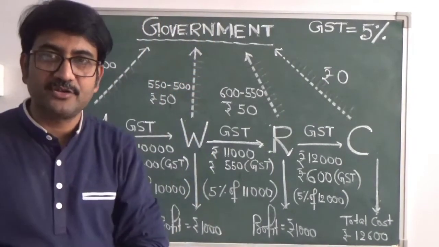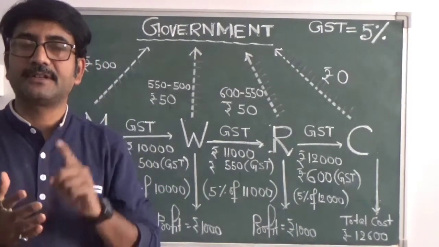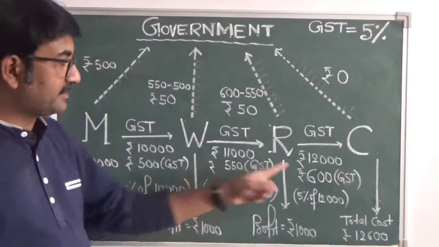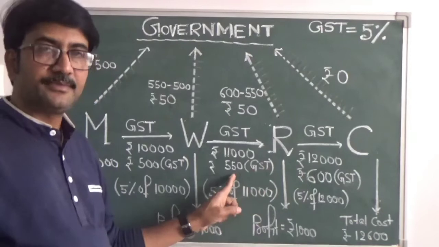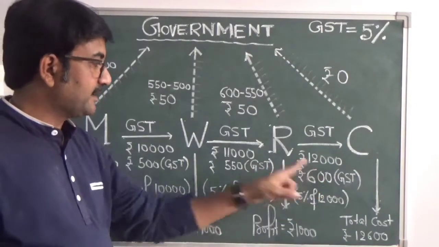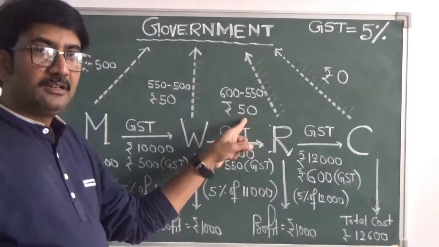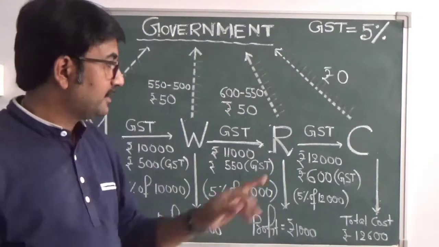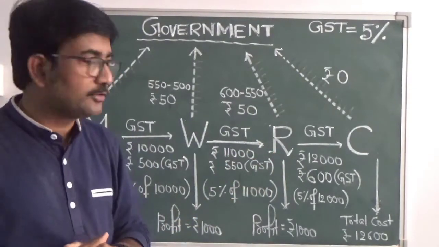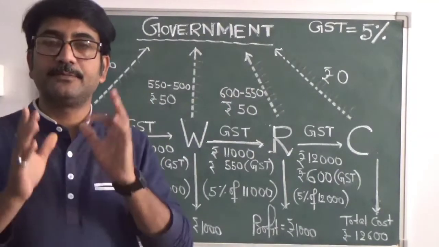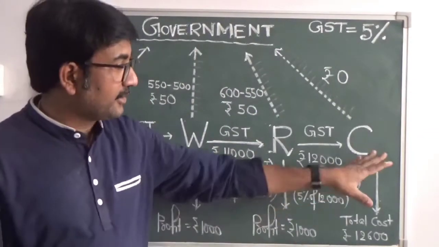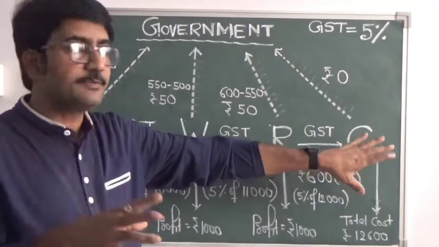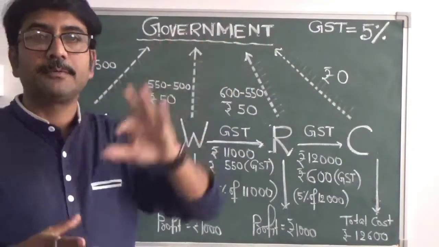So what is the formula for GST? It is output tax minus input tax, or tax collected minus tax paid. For the retailer, what is the output tax? 600. Input tax is 550. The difference, output tax minus input tax, is rupees 50, or tax collected minus tax paid is 50. So this is the GST for the retailer, and the retailer will pay rupees 50 to the government in the form of GST. Now how much is the consumer paying to the government? The consumer is not paying anything to the government in the form of tax.